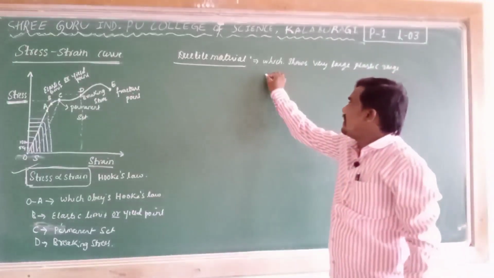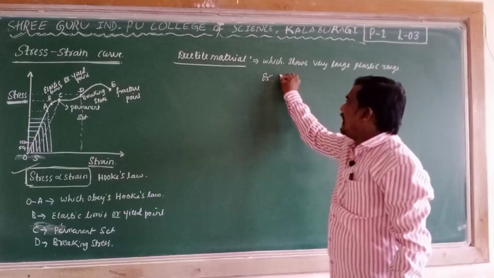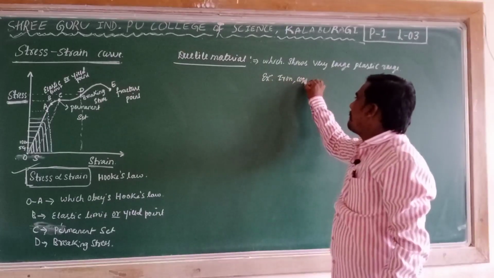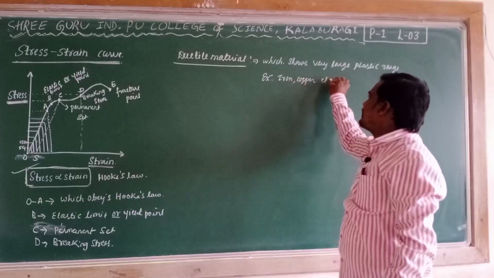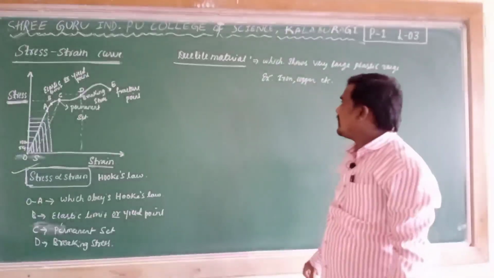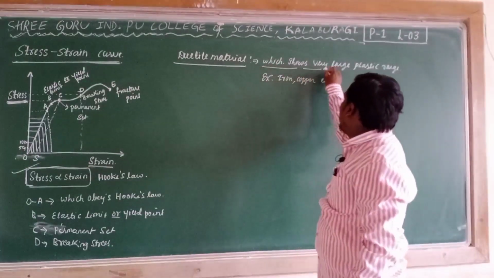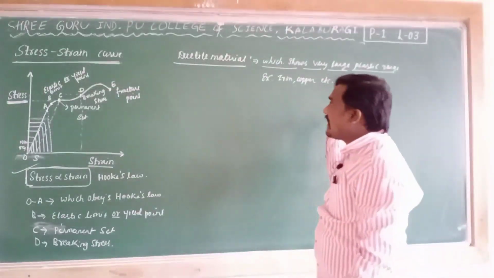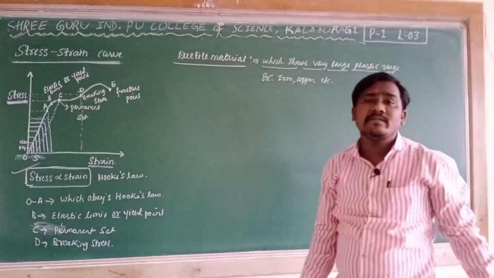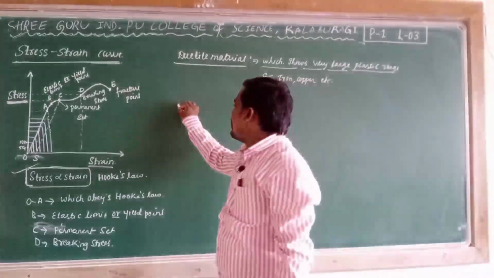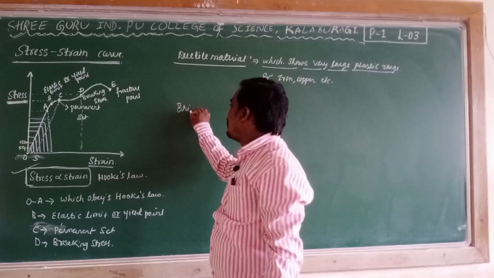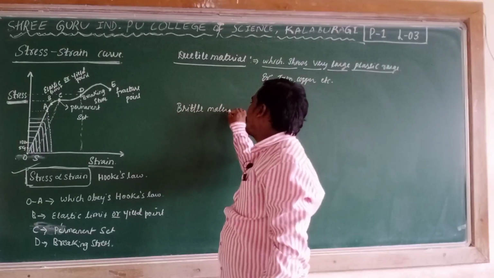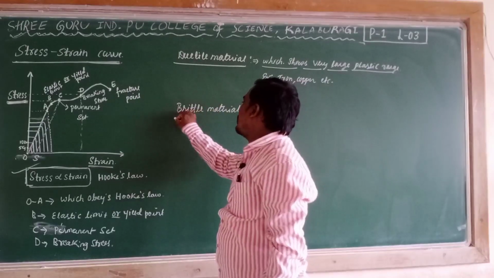For example, iron, copper, silver, etc. These types of material which show a very large plastic range beyond the elastic limit, we call ductile materials. The second one is brittle material. This is very important in the plastic region.